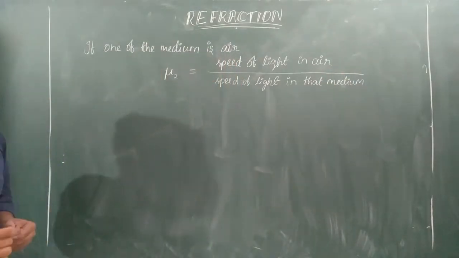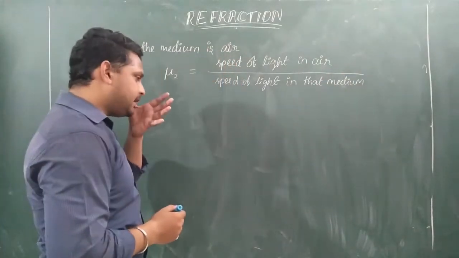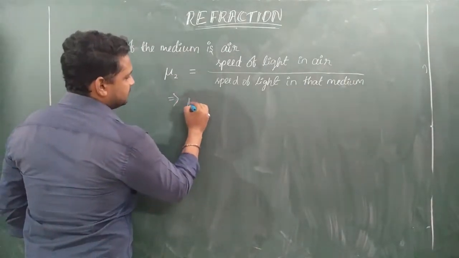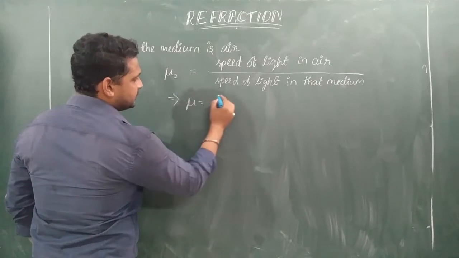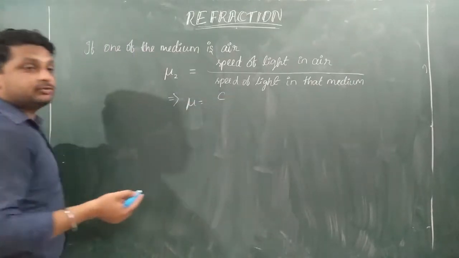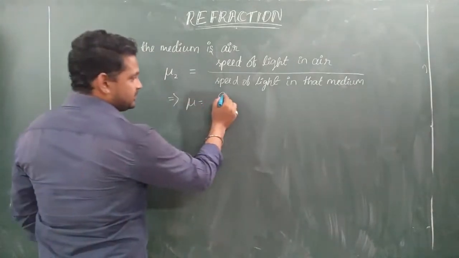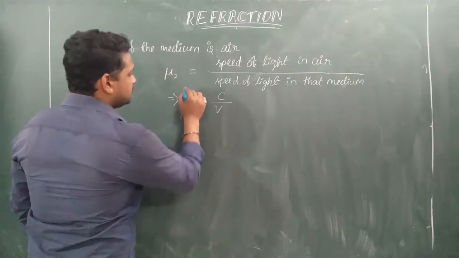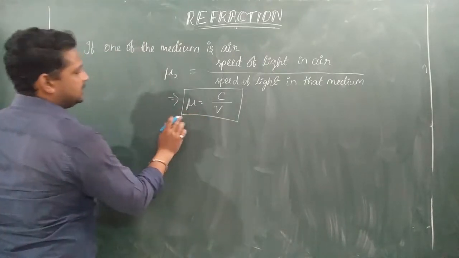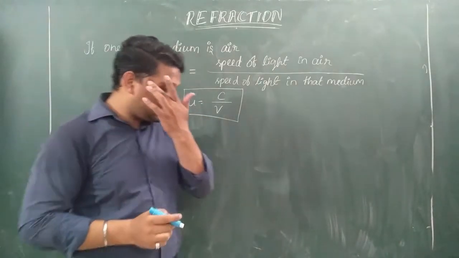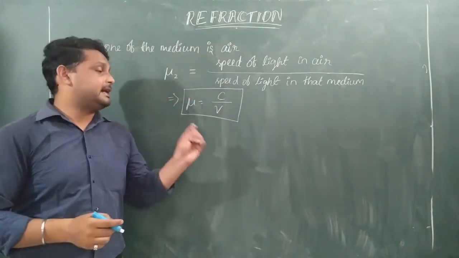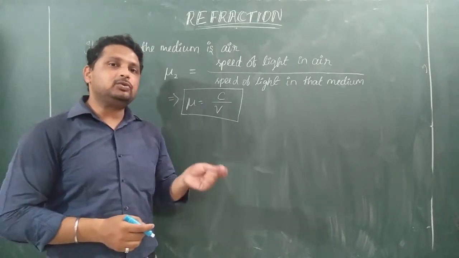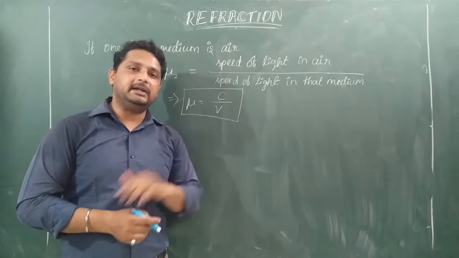Speed of light in air divided by speed of light in that medium. Symbolically we can write this as mu equal to the speed of light in air, which is 3 into 10 to the power 8 meter per second, divided by the speed in the medium, represented as c divided by v. So refractive index can also be defined as the ratio of the velocity of light in air to the velocity of light in that medium.